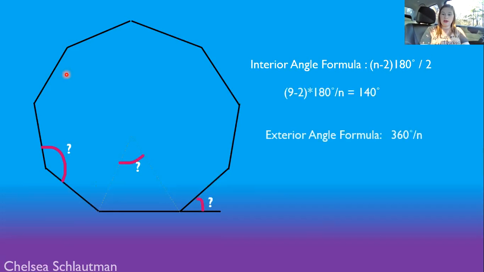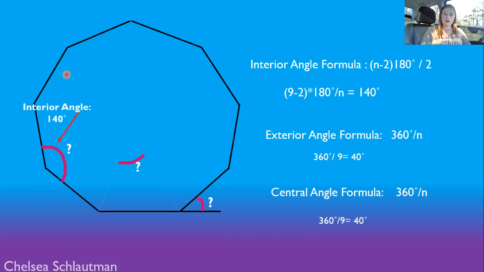The exterior angle formula is just going to be 360 degrees divided by the number of sides, which again is 9 for this problem, which gives us 40 degrees. And lastly, the central angle, it's the same as the exterior angle that we just worked with. So it's 360 degrees divided by n. Again, 40 degrees. So now we're going to label them on the actual figure here.